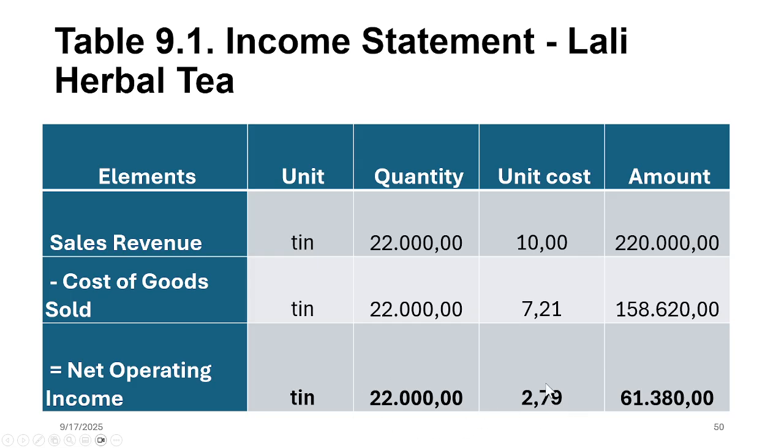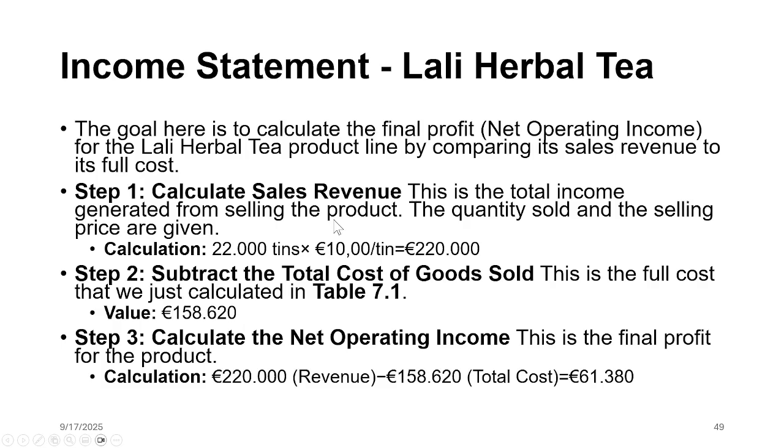So the net income per unit should be 2.79 euro. It means that for every single tin of the Lally Urban Tea sold, the company earned 279 cents, right? So you follow these 5 steps, okay?